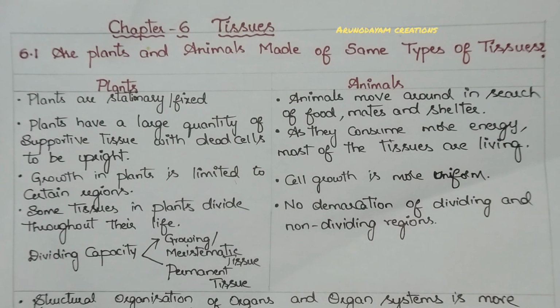Today we are going to learn one more topic of tissues from class 9 biology. Are plants and animals made of the same type of tissues? Let us find out whether they are the same or not from this topic.